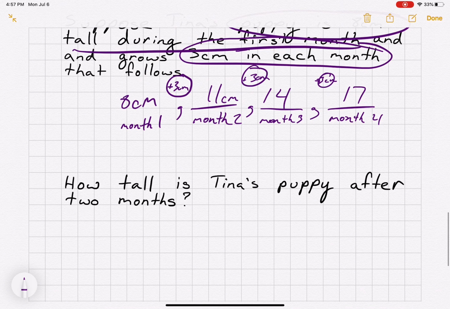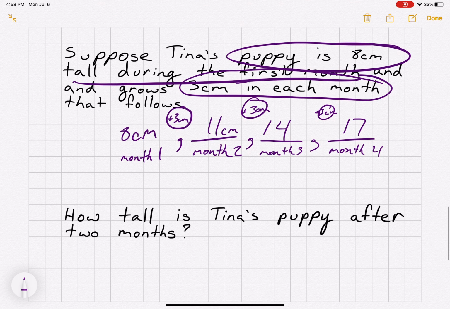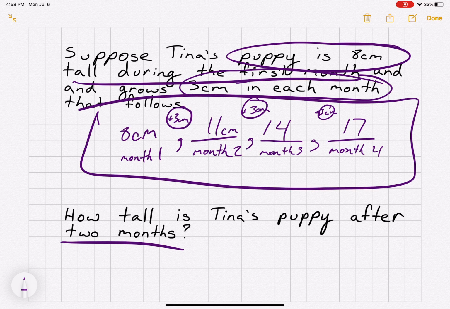So there are some problems. Make sure you use some of these strategies. Circle what you need to know so that you know what you're figuring out. And then you can underline what you're trying to find so that you know when you get there, and set your problem up using this type of sequence.